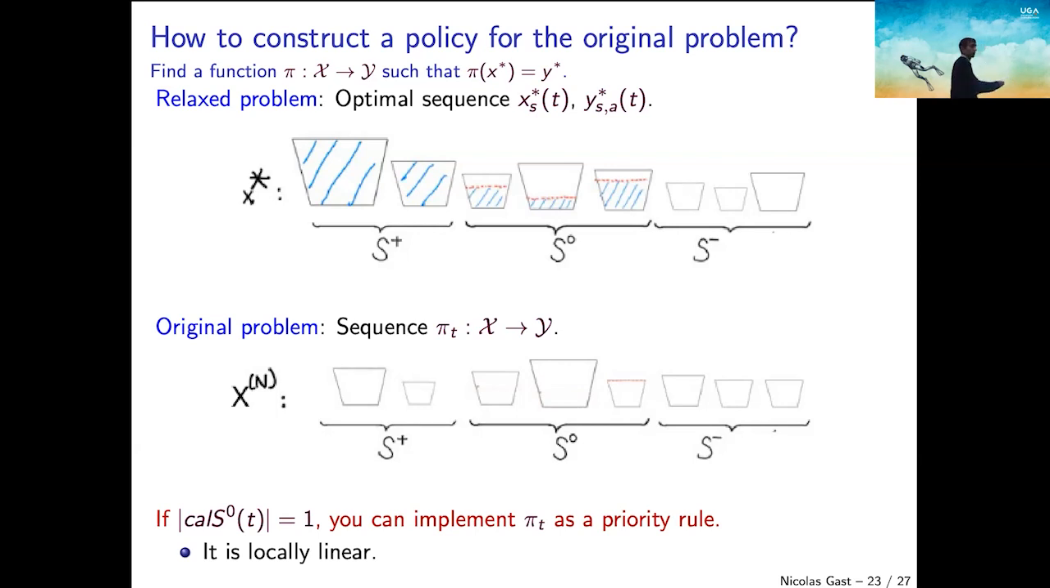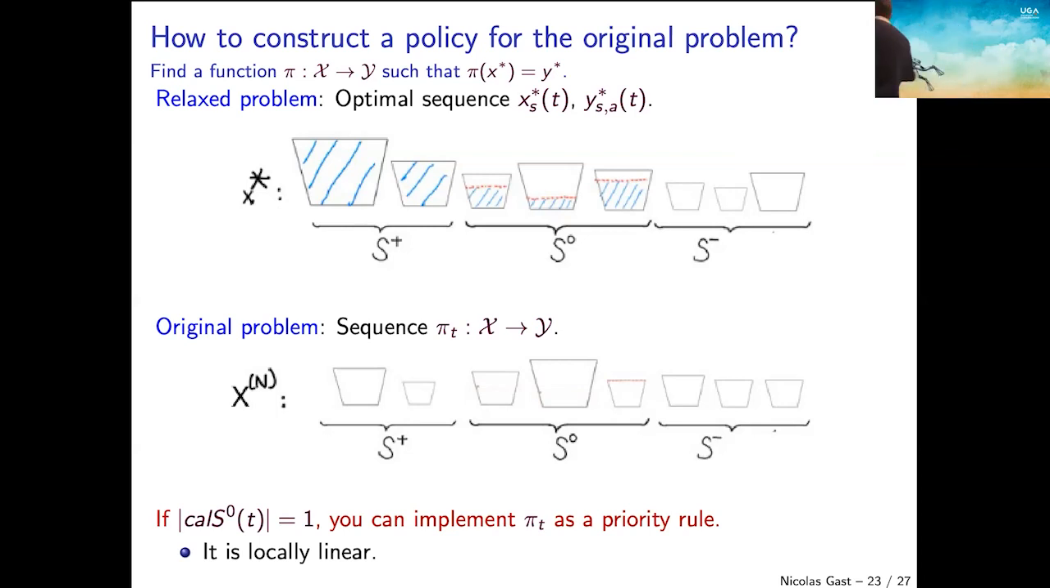If you do that, it corresponds to that. And plus, you can realize that this thing is locally linear, meaning that if you change a bit one of the boxes, it will change everything linearly. But could you easily explain what is S plus, S0, and S minus?